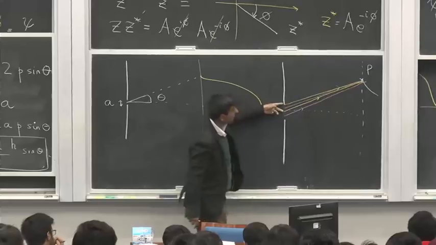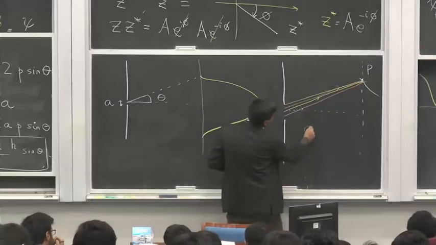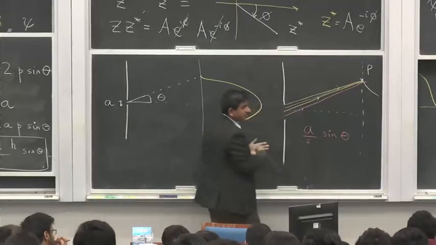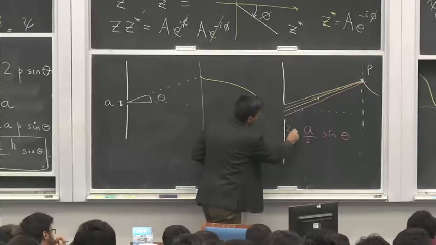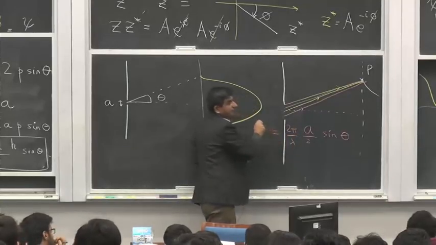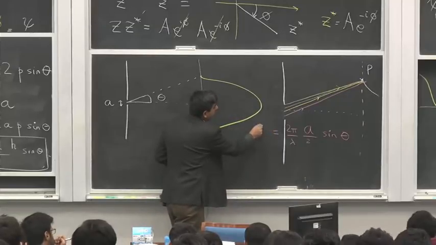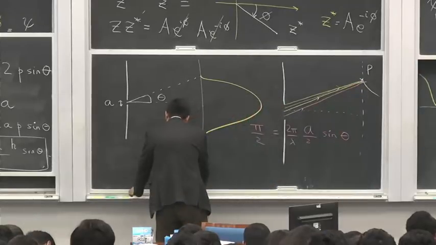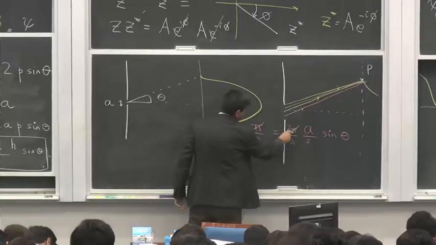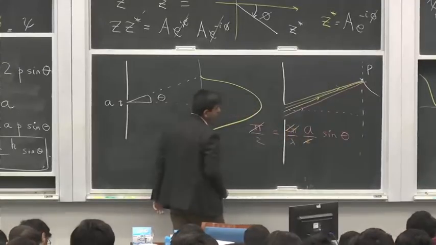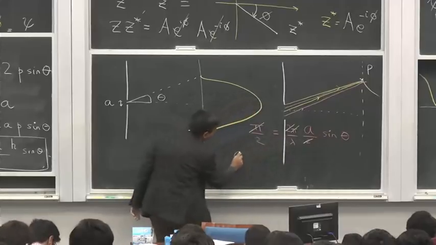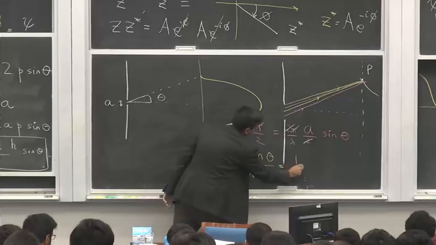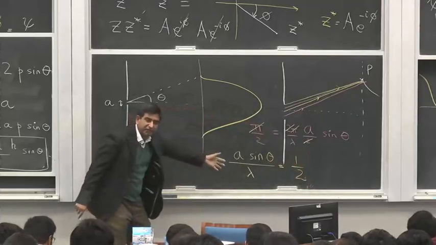So the path difference between any two pairs is given by a by 2 sine theta, and I multiply this with k, which is 2 pi over lambda. I want this path difference, this phase difference, to be equal to pi by 2 if I were to see a minimum here. So now if I do this calculation, this pi cancels out, this 2 cancels out, a sine theta over lambda equals 1/2.